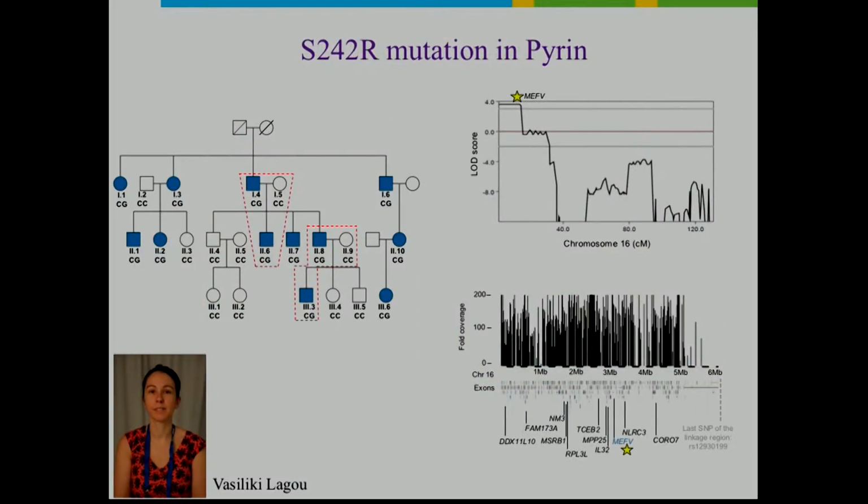Since we were lucky enough to be studying a family with multiple family members, and quite a clear dominant inheritance of the mutation, we're able to do a classical linkage analysis. And if we do this, we can see that there is linkage on chromosome 16 in the area around pyrin. The gene for pyrin is MEFV. And then we're able to do whole exome sequencing and home in on this section. In this region of the chromosome, the only mutation that caused a coding change was in MEFV, the gene that encodes pyrin. And this is a mutation in the serine residue at 242. This work was done by Vasiliki Lagou.